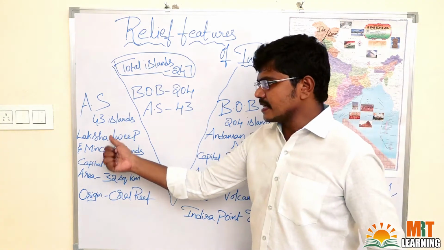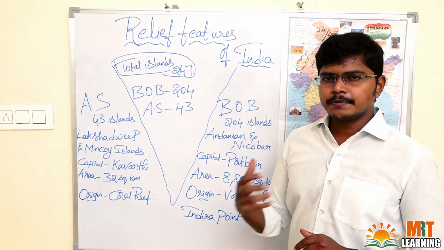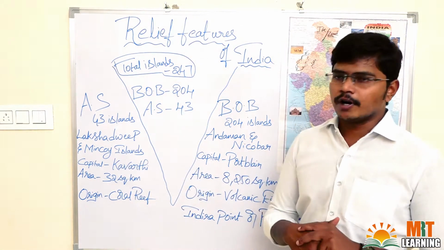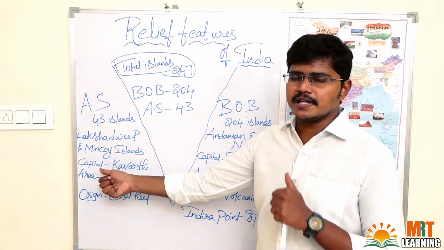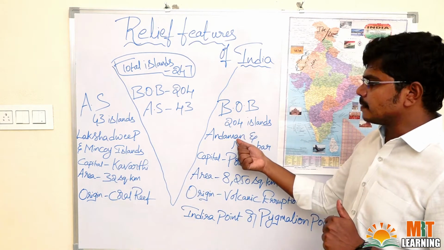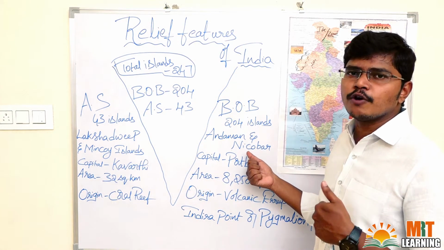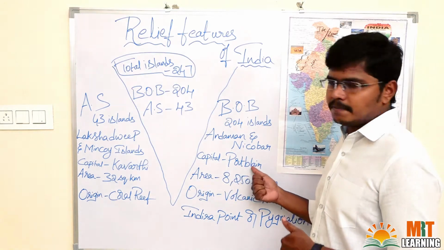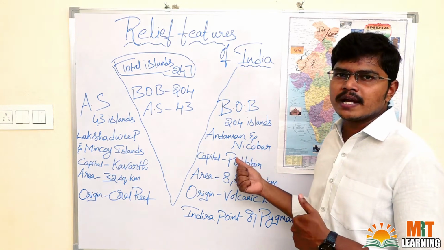Now see, what is the capital of Lakshadweep? The capital of Lakshadweep is Kavaratti. Next, what is the capital of Andaman and Nicobar? The capital of Andaman and Nicobar is Port Blair.